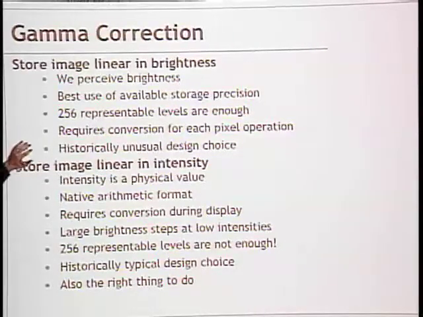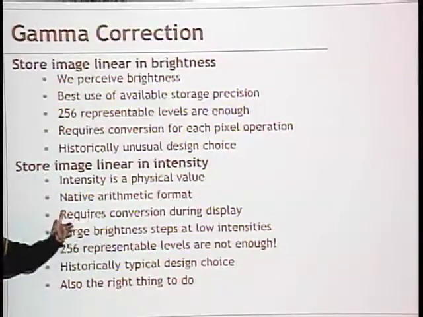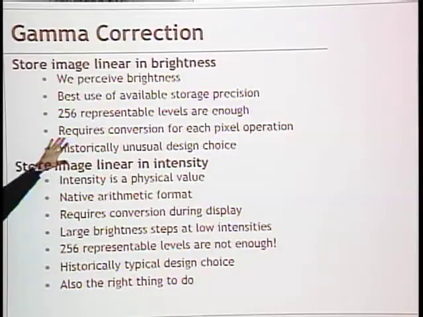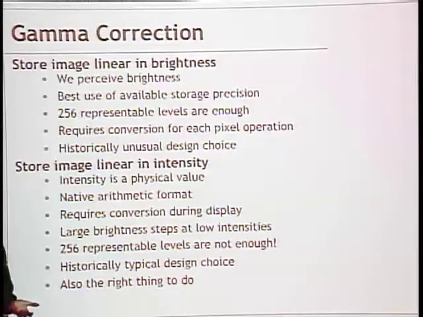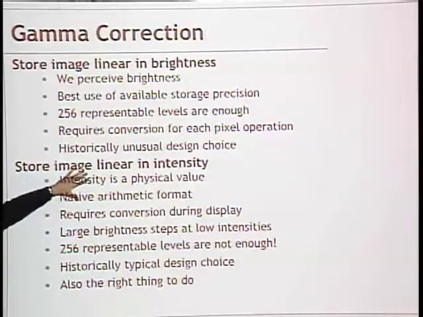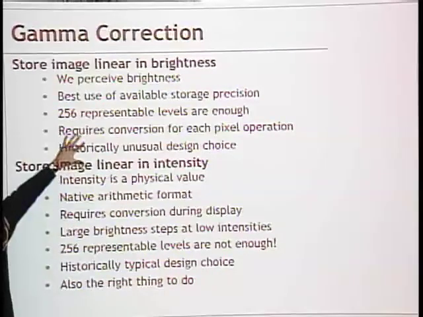So if we store it linear in brightness, it's nice because we only need 100, and we can divide it up into 256 even bins and it would work correctly. But it means every time we do a pixel operation, we have to do conversion. And the reason we want to think about it this way is that if I have 100 red photons and 100 blue photons, we'd want to add them up and get 200 purple photons. But that would only work if it was linear intensity, because intensity is sort of measuring photons. Brightness is measuring our perception of photons, and so there's this nonlinearity there.